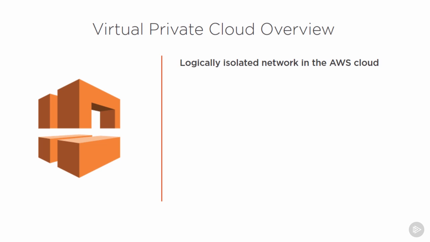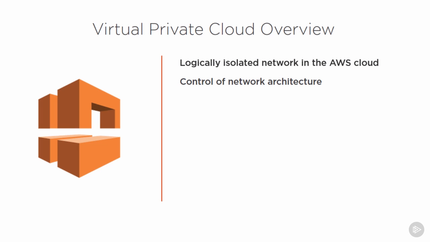It is where you're going to be deploying your resources and your instances. It's where you're going to be configuring everything. So it's that logical, isolated network on the AWS cloud that is yours to use and configure as you see fit. It's a very powerful tool. It gives you control of network architecture.